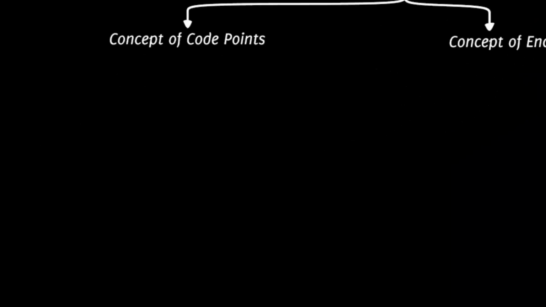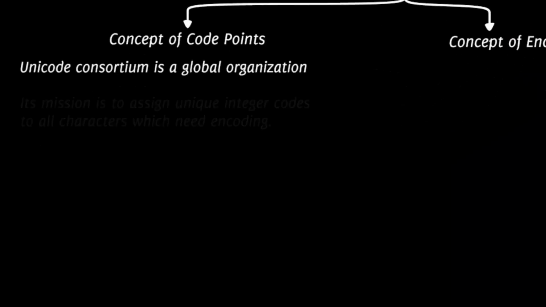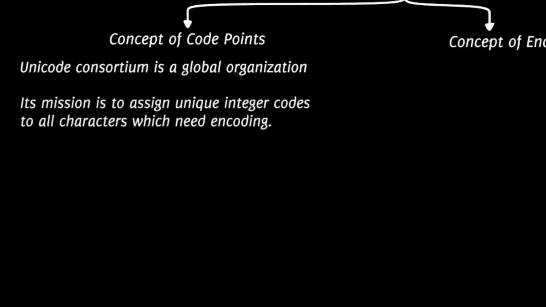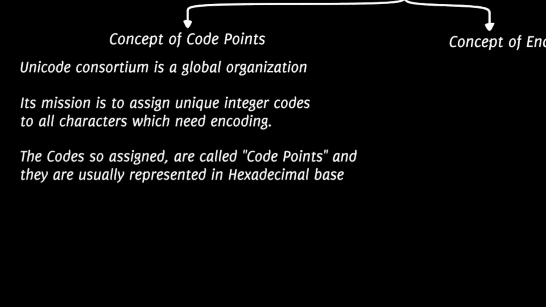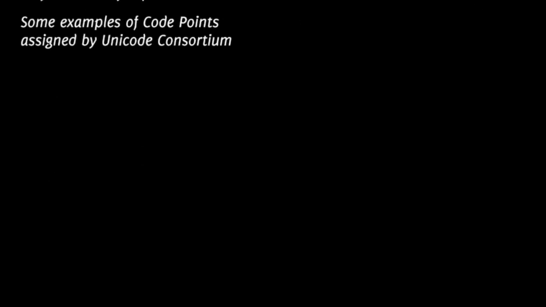Let us now explore the concept of code points. There is a global organization called the Unicode Consortium. It assigns unique integer codes to all characters which need encoding. The codes so assigned are called code points, and code points are usually written in hexadecimal base. The best way to understand code points is to explore some examples.